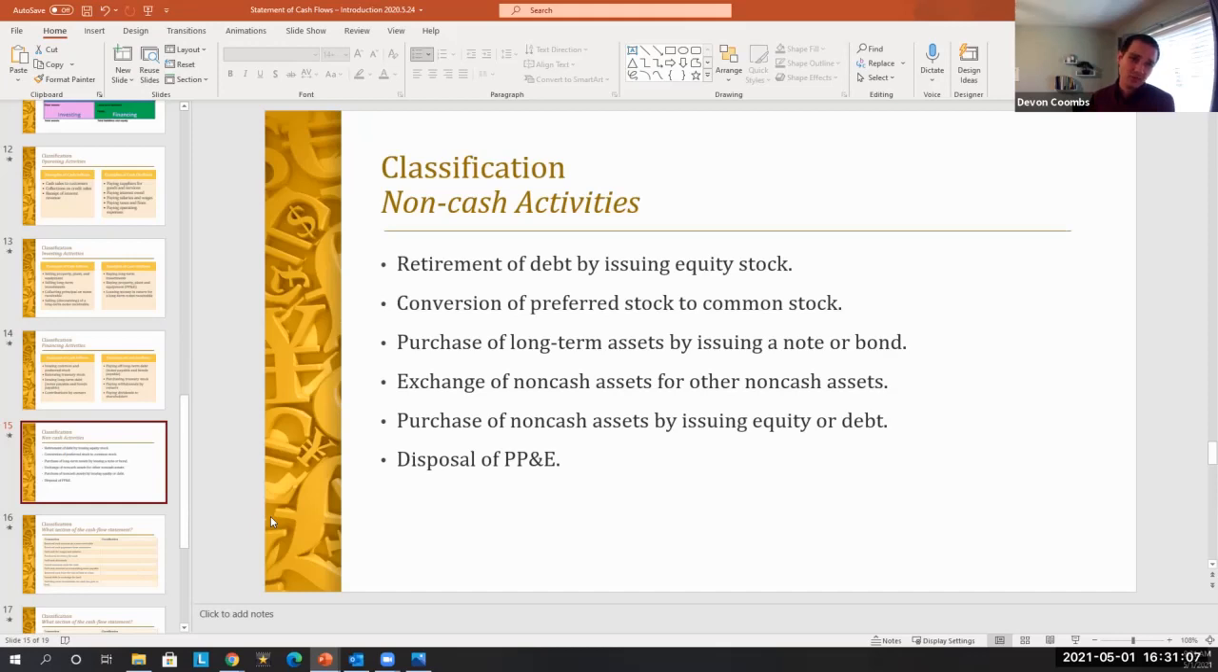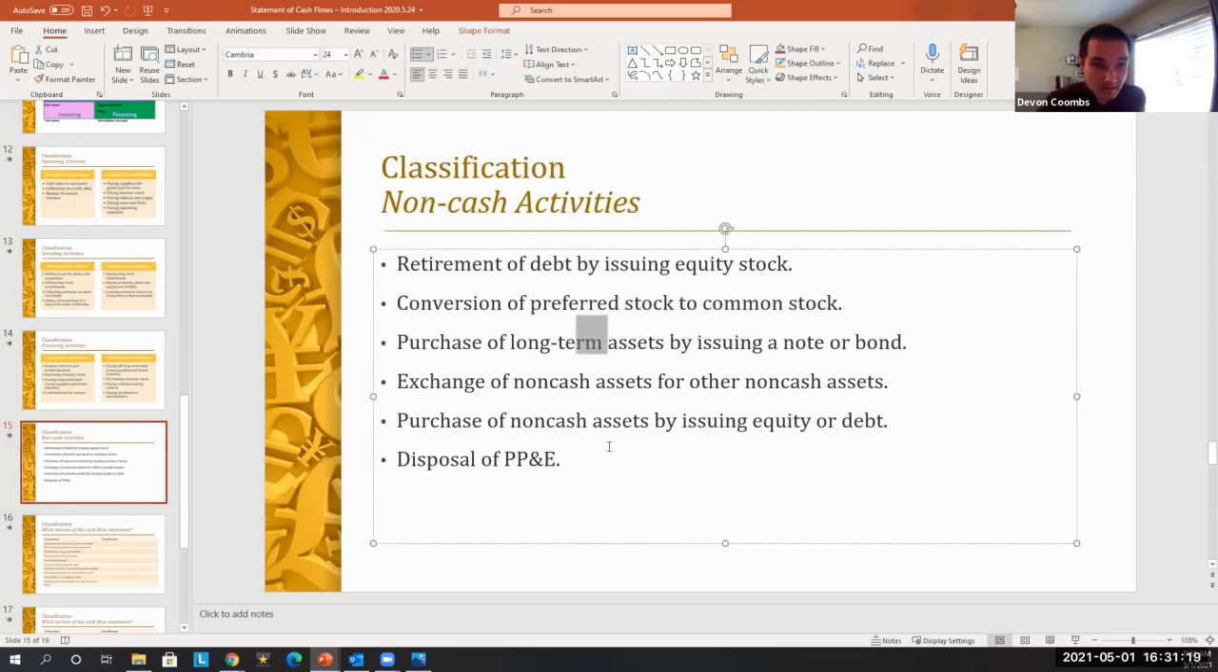Well, there's no cash flow there. We just don't owe the debt, but now we have more equity partners. So we have to disclose that on the statement of cash flows. What if we convert preferred stock to common stock? Or what if we purchase long-term assets in exchange for debt? Or what if we exchange non-cash assets for other assets? What if you give me a piece of land for my building?